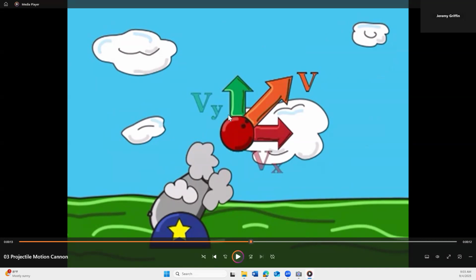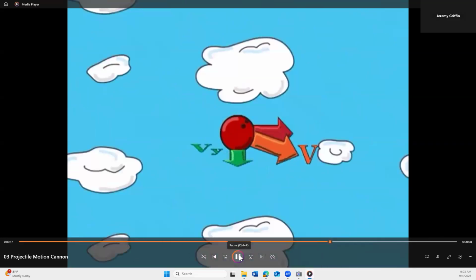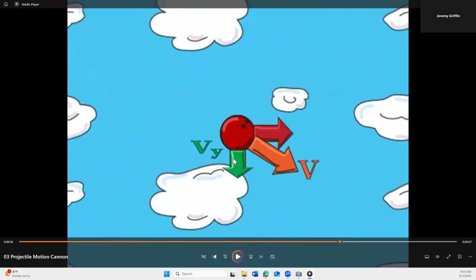Now let's look at the green component. You see this v sub y? Is gravity pulling on that vertically? Yeah, gravity's pulling vertically. At what rate do you think that green vector is changing? 10 meters per second per second? Yeah, it's 10 meters per second squared, isn't it? 10 meters per second per passing second. Yeah, sure is.